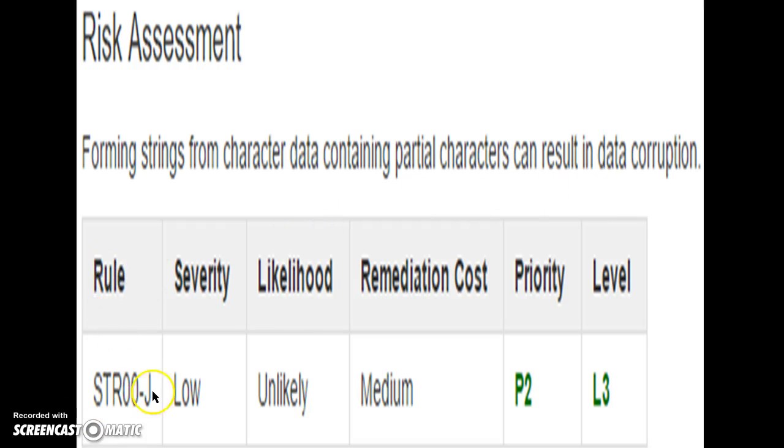This rule is STR00-J. Severity is low, likelihood is unlikely, it happens rarely. Remediation cost is medium, priority P2, level L3.